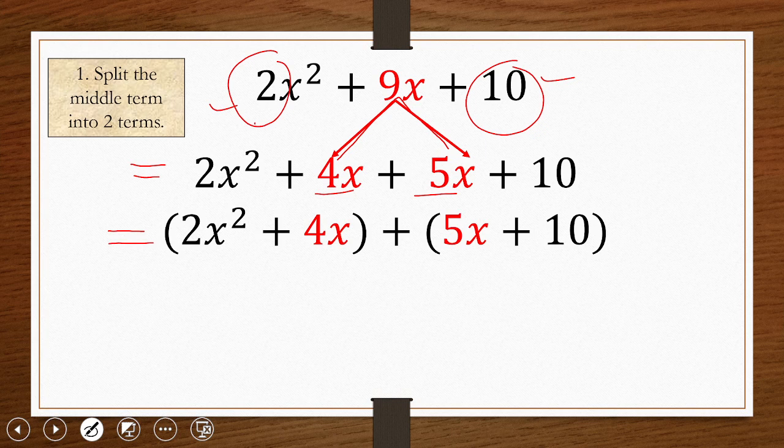Okay, now in the third step, the same step is being done over here, but I have used the associative property, that is the brackets for each pair of terms. Now I will take out the common factor, that is 2 and 4. They are common, and x is also common.